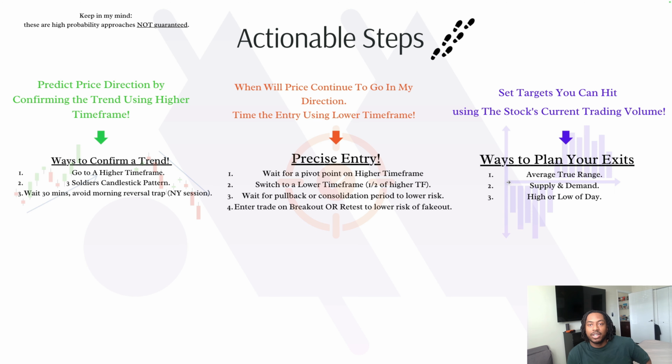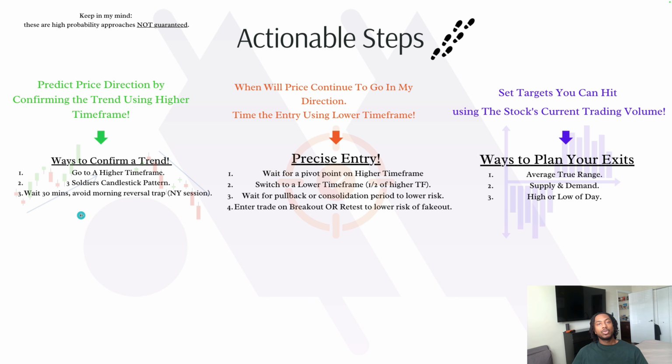All right, so we're almost to the end. Here are some actionable steps, things that you can take with you and start working on immediately. To help us predict price direction, we have to confirm a trend on a higher time frame. Then we have to guess when price will continue to go in my direction and time the entry using a lower time frame. And lastly, we want to set targets you can actually hit using the stock's current trading volume.